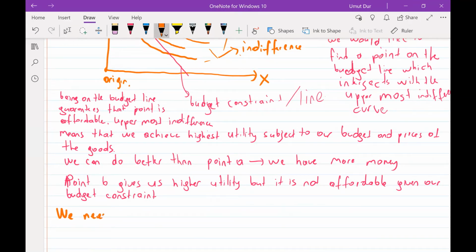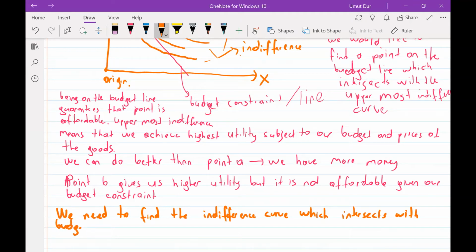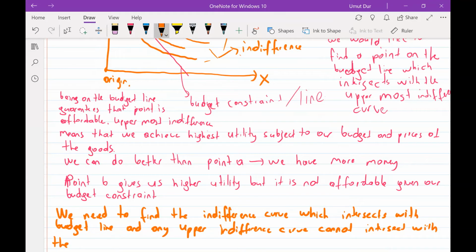We need to find the indifference curve which intersects with the budget line, and any upper indifference curve cannot intersect with the budget line.